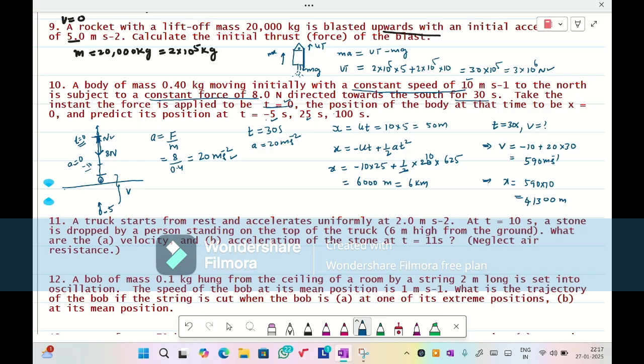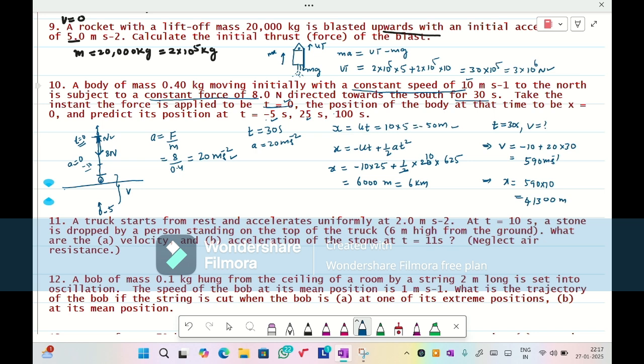And before the 8 newtons apply, it is traveling, right? 5 seconds is traveled. Minus 5 seconds means what? 5 seconds of time it traveled. So x is equal to, with constant speed, therefore x is equal to ut. So you will get 50 meters. It is a minus value.